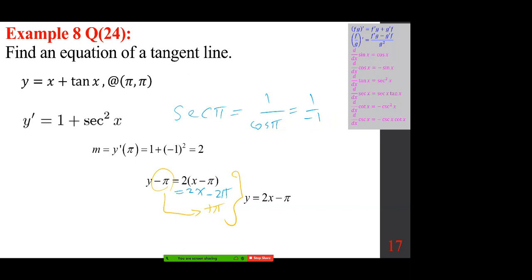Does that make sense? Yeah. And that's what we have here. And then we square that, because it's secant squared. All right. Does that make sense? Yeah, a lot more sense. Perfect.